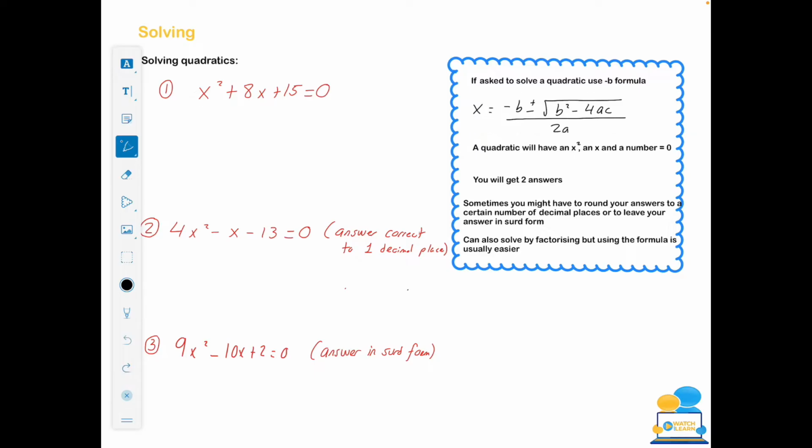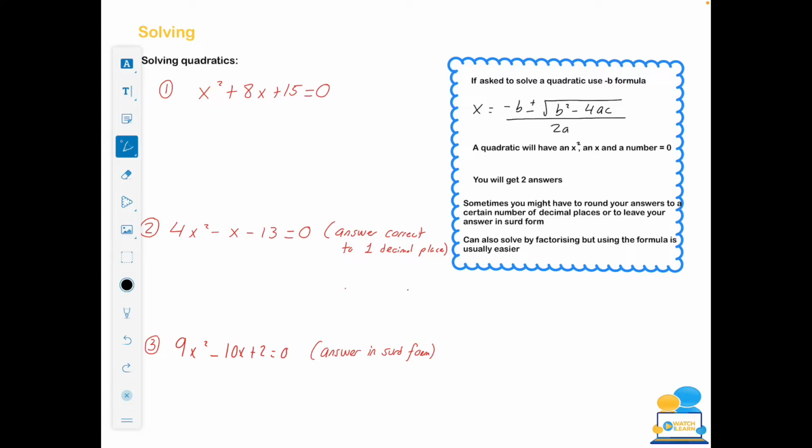When you're asked to solve a quadratic, so anything with an x squared, an x, and a constant, you always use the minus b formula. This formula here looks kind of scary to use, but it's absolutely fine, and it's super easy to find, so you don't need to learn this off. It's actually on the cover of the formula book you're given in the exam, so you don't even need to find the right page.